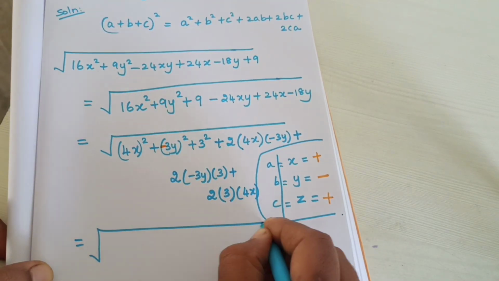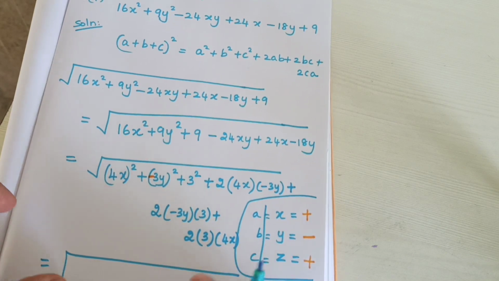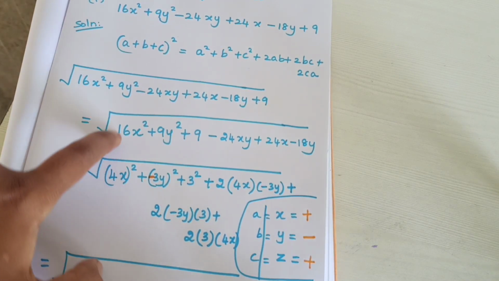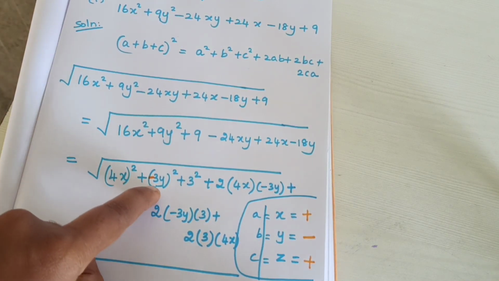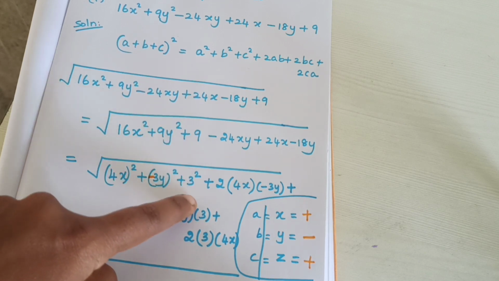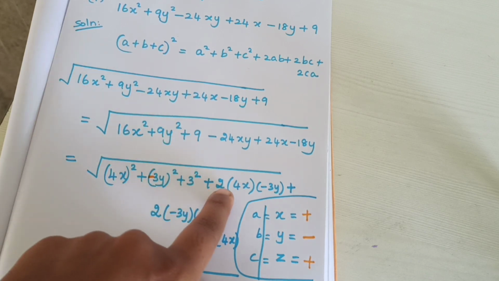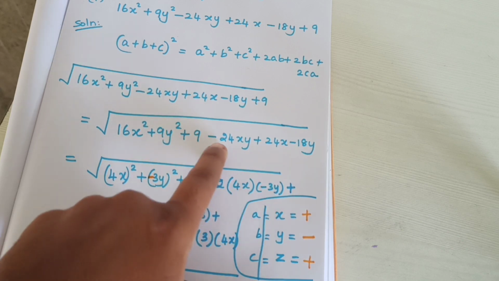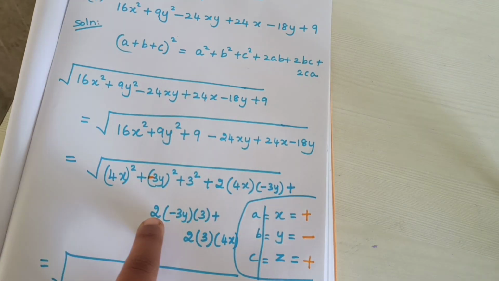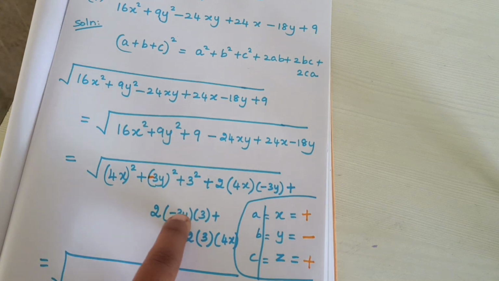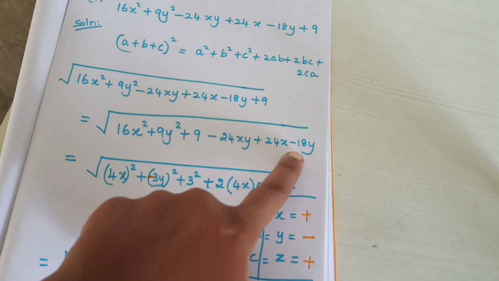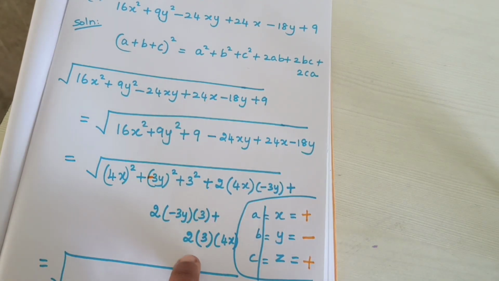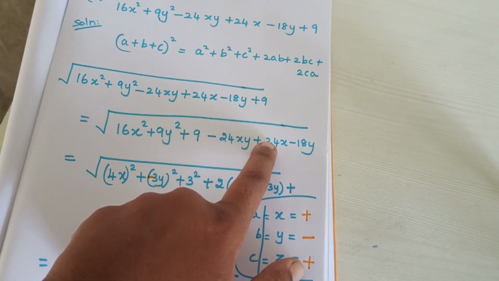So square root of, we need to check it, just check it. (4x)² means 16x², (-3y)² means 9y², 3² is 9, 4 2s are 8, 8 3s are 24, correct? No, minus also here. Then here 2 3s are 6, 6 3s are 18, -18y, the term is here, correct? Plus 2 3s are 6, 6 4s are 24x. So we allotted correct only.